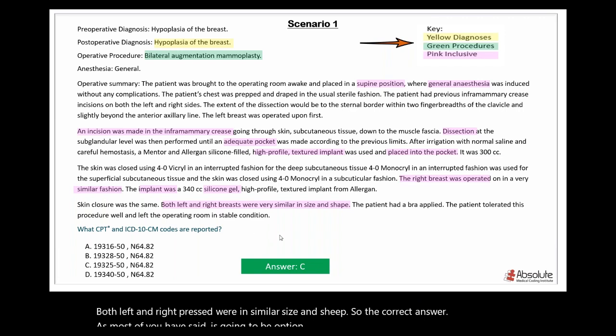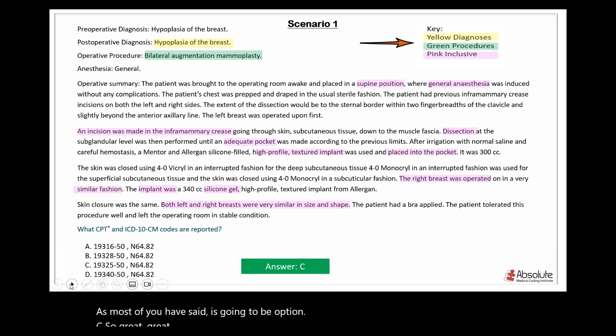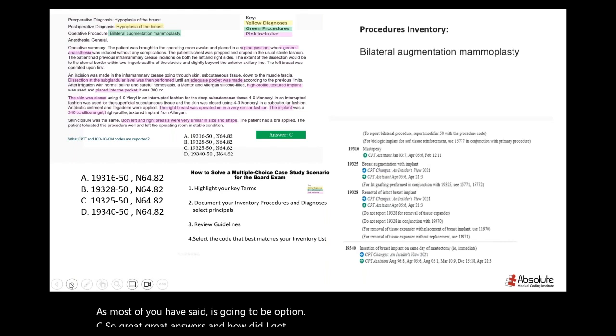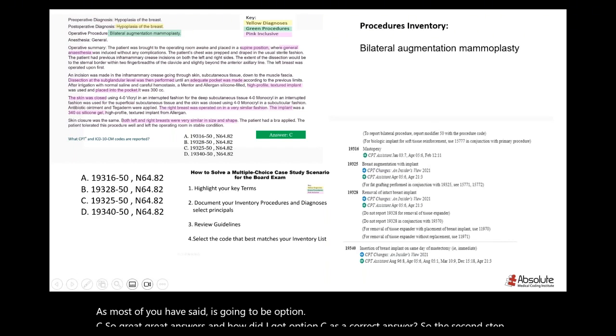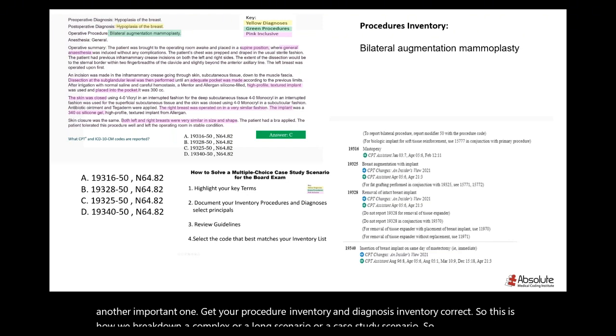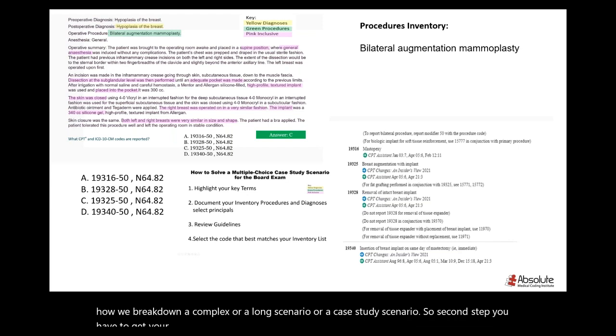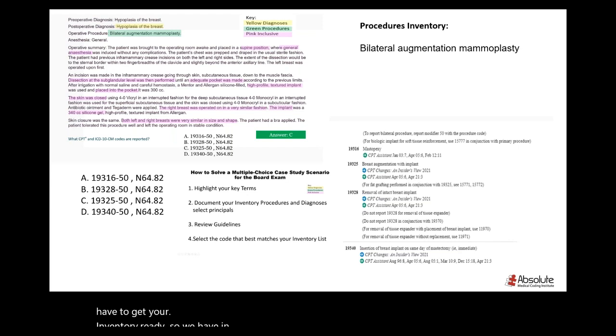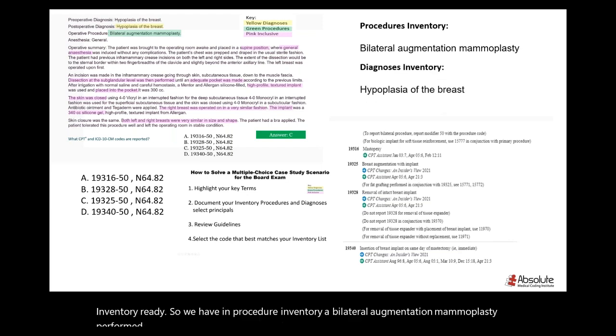So great, great answers. And how did I get option C as the correct answer? The second step is another important one. Get your procedure inventory and diagnosis inventory correct. This is how we break down a complex or long scenario or case study scenario. So second step, you have to get your inventory ready. We have in procedure inventory a bilateral augmentation mammoplasty performed, and in the diagnosis inventory I have a hypoplasia of the breast.